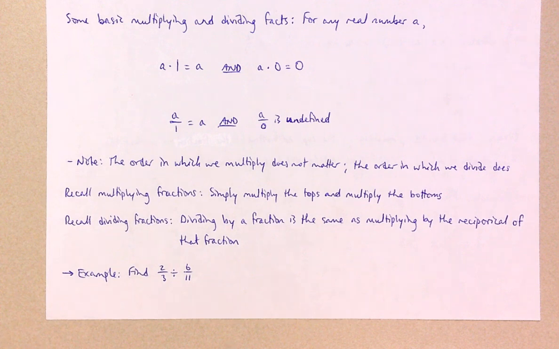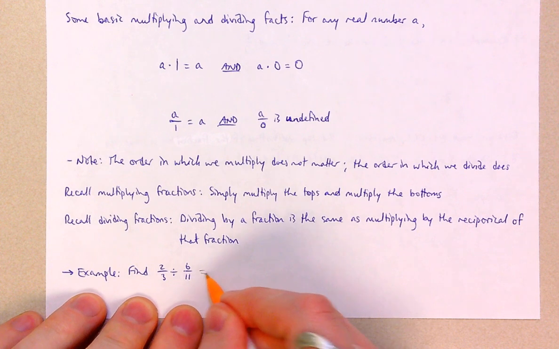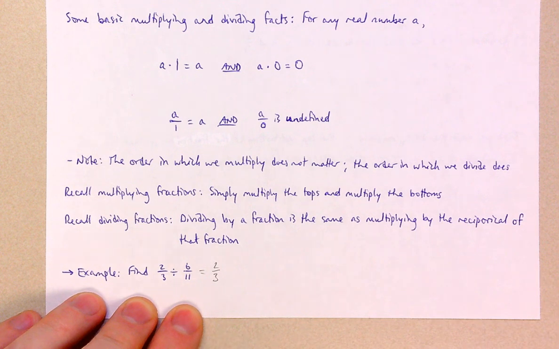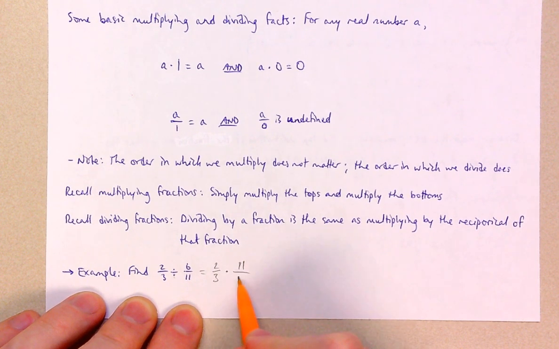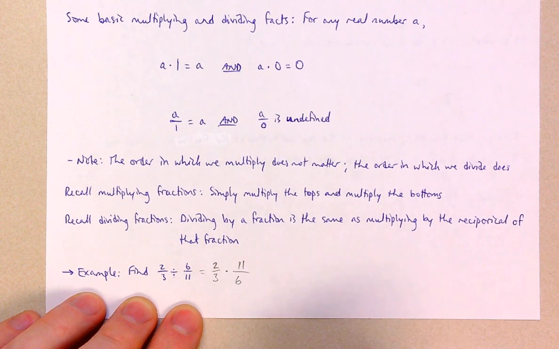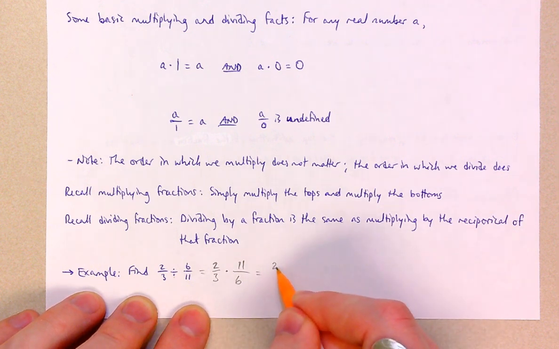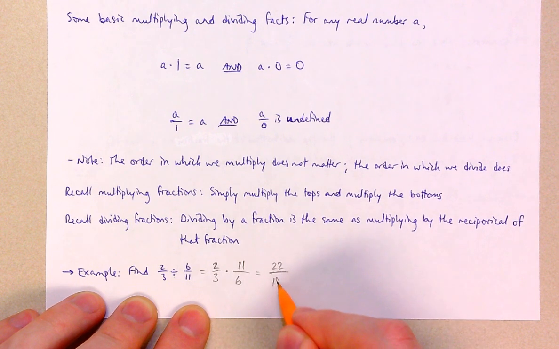So as a sample here, if I want to find what 2/3 divided by 6/11 is, this is the same thing as 2/3. And now we take the reciprocal of the second fraction, and this sign here turns into a multiplication sign. So this is going to be 2/3 times 11/6. So now multiply the tops, multiply the bottoms. 2 times 11 is 22. 3 times 6 is 18.